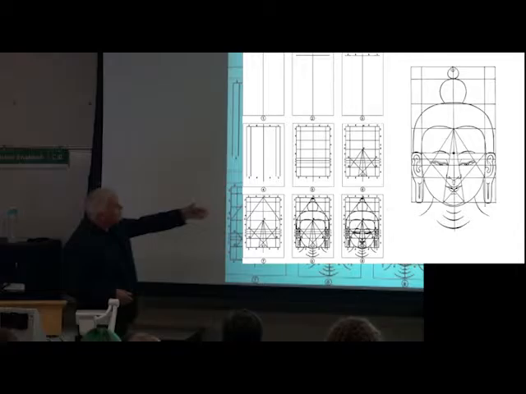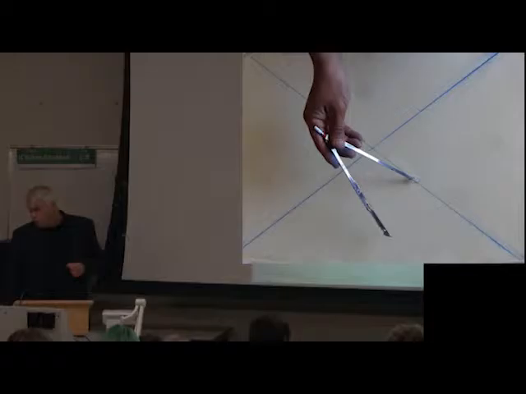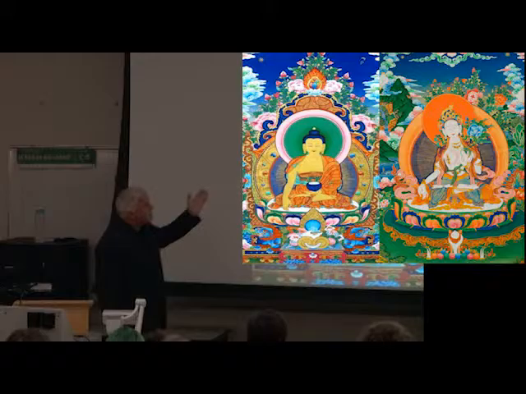So this, you see, is how they start. They repeat the head of the Buddha many times, and this is the measure. You have to follow the measure. This is what you do when you start your painting. You do the middle, and this is again some of the measure of the Shakyamuni Buddha. Okay, this is Shakyamuni Buddha, and you have a Green Tara here.